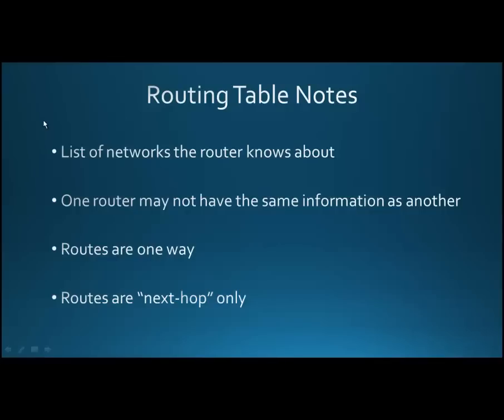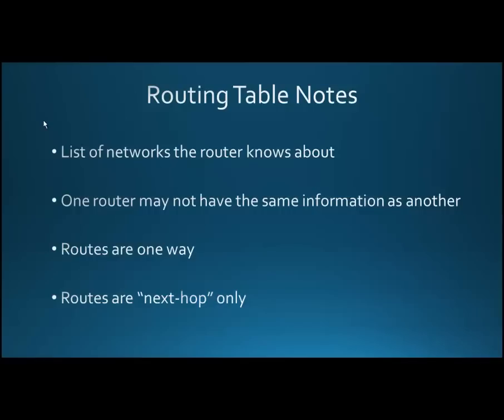All right, so just a couple of brief points about your routing table. The routing table is just a list of the networks that your router knows about. And one router's routing table may not have the same information as another router, so your routing tables between routers can be different. And another thing, routes are always one way.